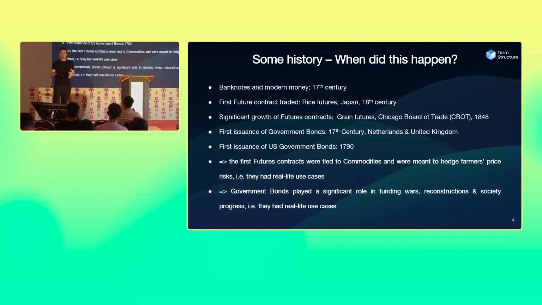The point I'm trying to make here is that futures contracts were tied to commodities and were meant to hedge farmers' price risk. So they had real-life use cases. They were not created such that speculators can play a different type of casino. They were embedded in real-life needs. And similarly, government bonds played a significant role throughout history in funding wars, unfortunately, and then funding reconstructions and making societal progress. So again, they had a real-life use case. That's how it was invented, not for speculation.